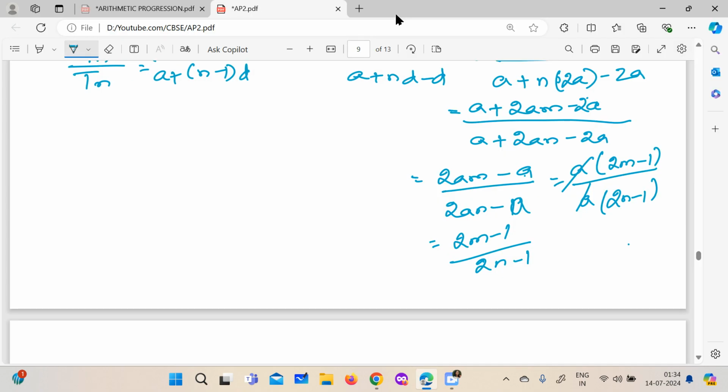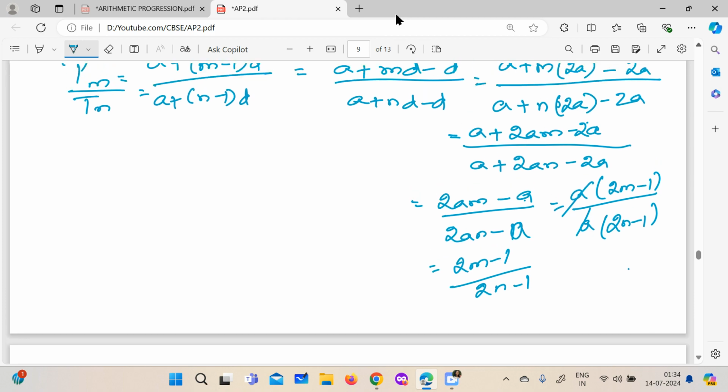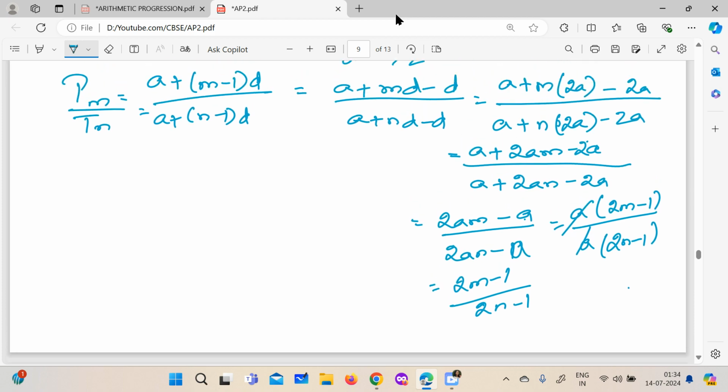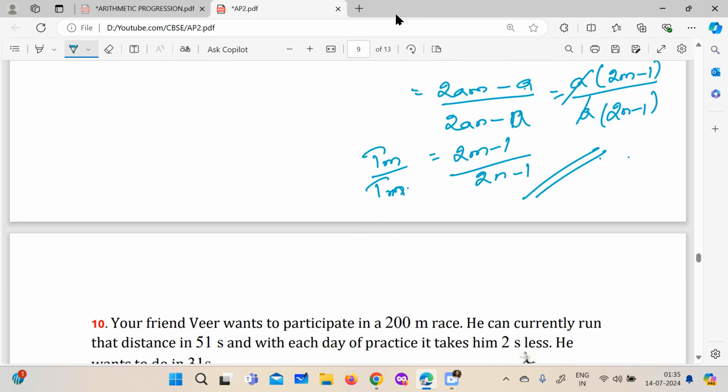Now, ratio of mth term and nth term. So we can say that, this is already proved. We had to show it, and we are done. So yeah, this was quite big.